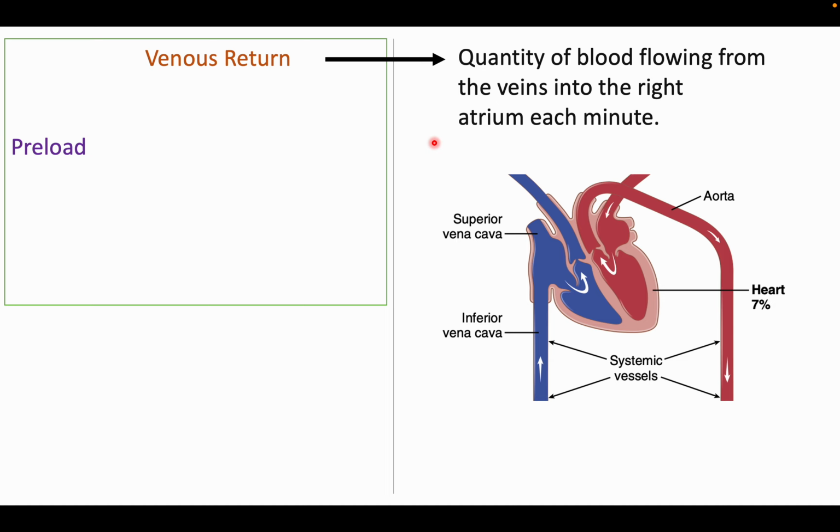Now we will see how this preload is affected, what are the factors which are affecting the preload. And the main part is the venous return. So first we have to see what venous return is. Venous return is the quantity of the blood which is flowing from the veins into the right atrium. Our inferior vena cava and superior vena cava push the blood from the periphery to the right atrium, and the amount of the blood which is coming to the heart in a minute is called venous return.